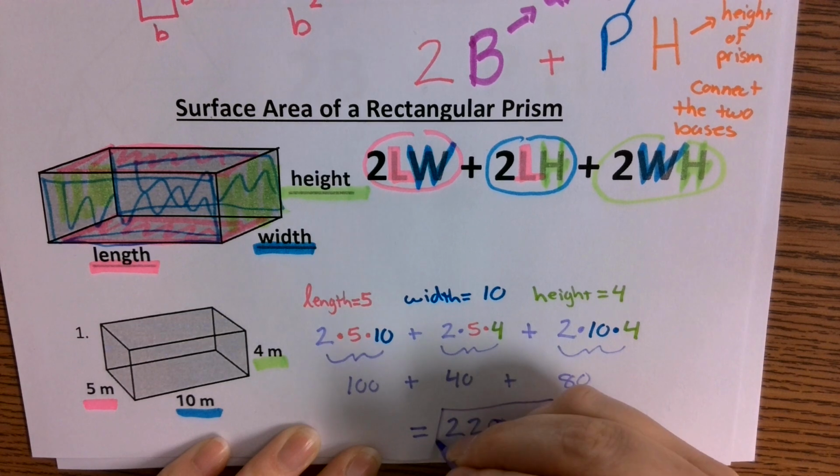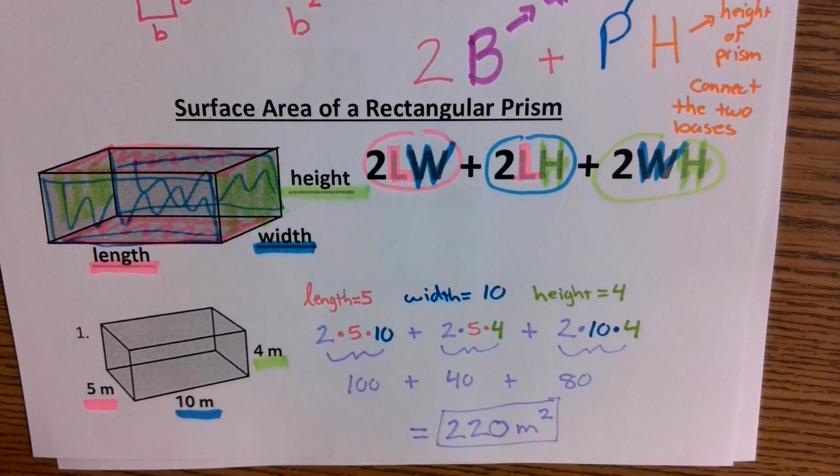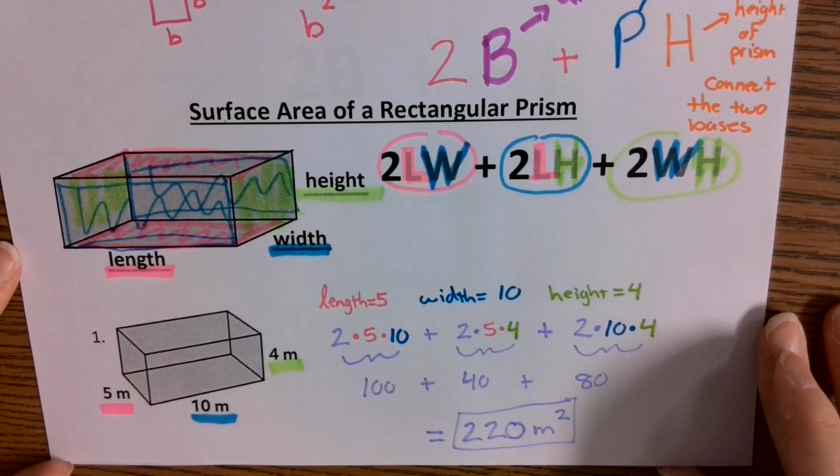Area is always squared. Make sure you make that association. Area is always going to be squared. Go ahead and flip your paper on over to the back. I want you guys to try those 2 on your own.